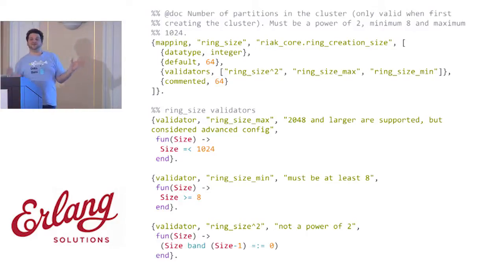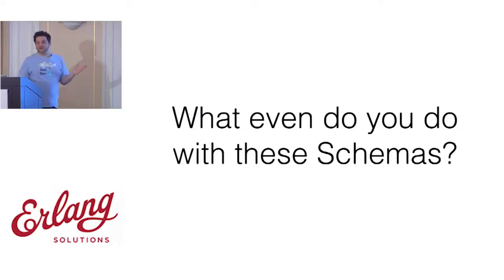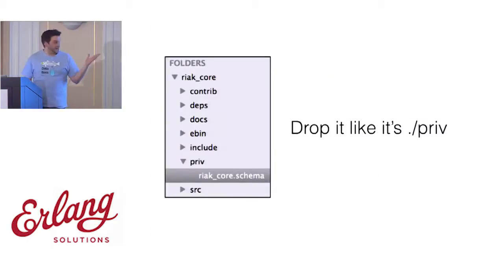If you forgot like all of it, that's fine. It's all in the Cuttlefish wiki that you can see on GitHub. But what even do you do with these schemas? Well, the first thing you got to do is drop it like it's priv. Priv directory is a great place for these things to live. This way we can reference them from other projects.